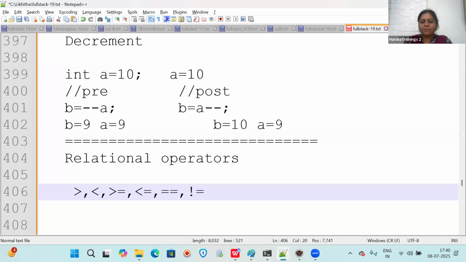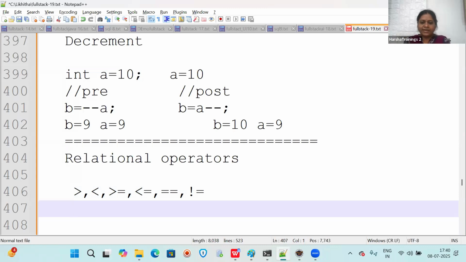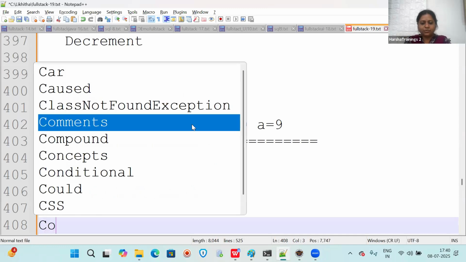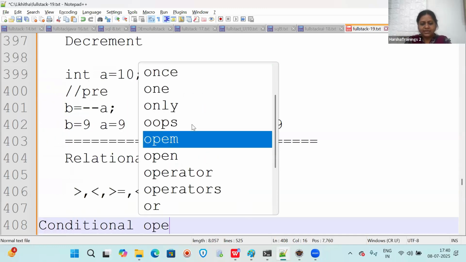These operators are explained with the conditional operator, and next we will learn about conditional control statements in further classes. There you will understand that. So how can we learn the relational operators? Through the conditional operator.